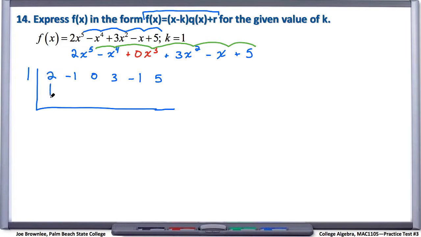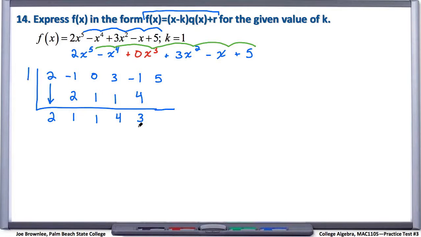And we know with synthetic division, no matter what this first number is, we always bring it down. So we'll bring down that positive 2 and start multiplying. 1 times positive 2 is positive 2. Let's add vertically. Negative 1 plus 2 is positive 1. 1 times 1 is 1. Adding vertically, 0 plus 1 is again 1. 1 times 1 is 1. Adding vertically, 3 plus 1 is 4. 1 times 4 is 4. Adding vertically, negative 1 plus 4, positive 3.